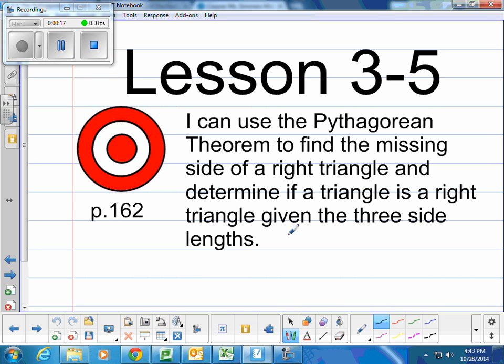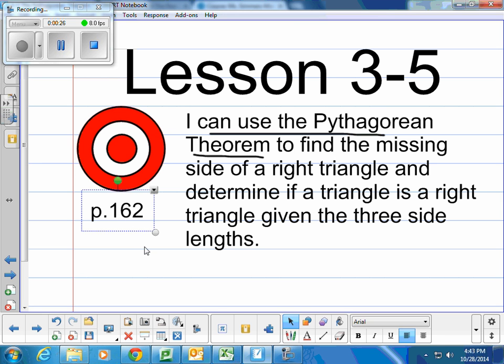You can sum that up as: you will be able to use the Pythagorean Theorem, which you will learn what that is in a short minute here. If you're following along in your book, please look at page 162.